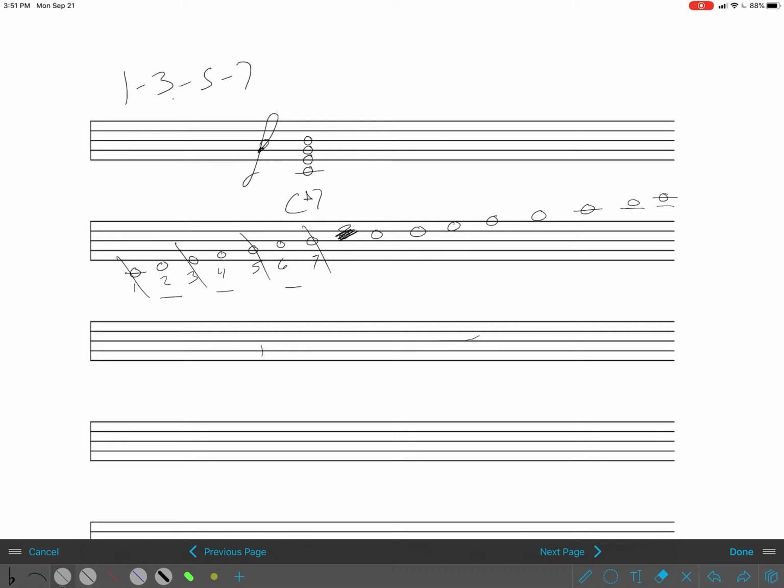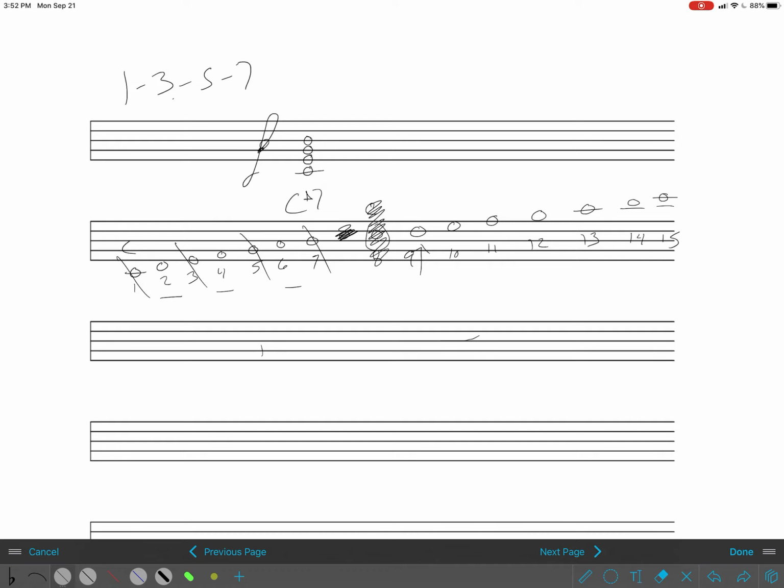So if we keep doing this, we can skip this one because we don't need it, and then we would use this one right here. So this would be 8, 9, 10, 11, 12, 13, 14, and 15, okay? So the eighth is actually the same as the first. 1 and 8 are the same. This is a C, and so is that, so we don't really need that one right now.